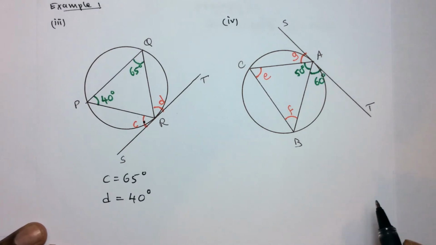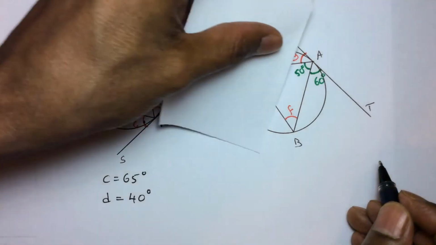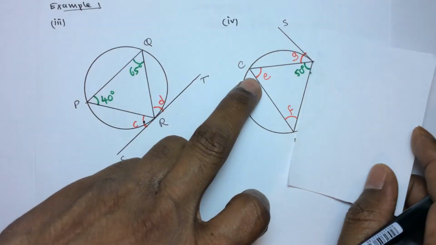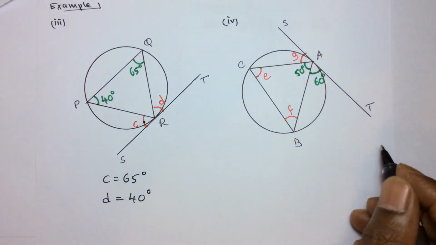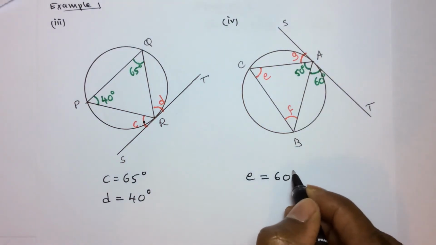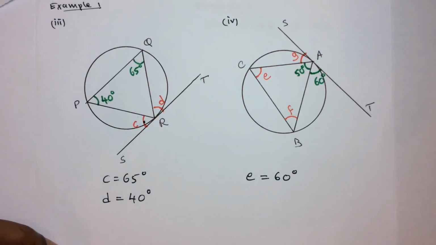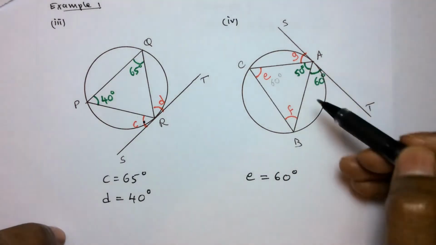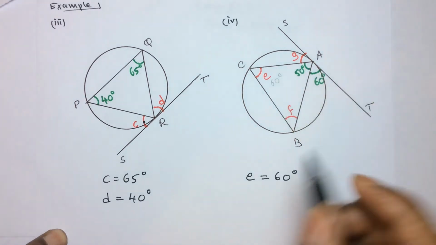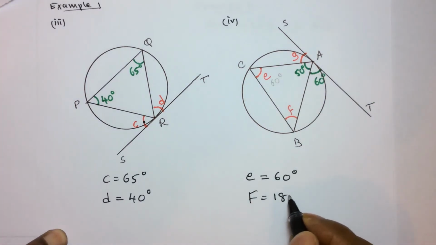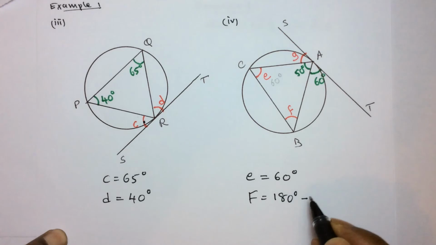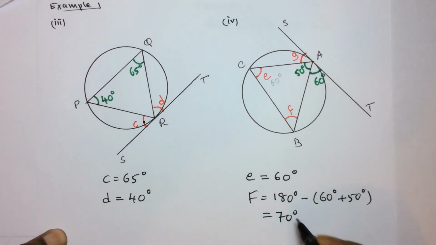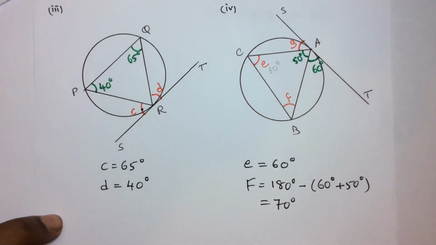Now, part 4. So we can see here we have 60 in one segment, and we have angle E in the other segment. So using the same property, angle E is equal to 60 degrees. So we now have this as 60 degrees. Now F. F is the third angle in a triangle. So what is F? F is equal to 180 minus these two angles, 60 plus 50. So we have 70 degrees. So angle F is 70 degrees.